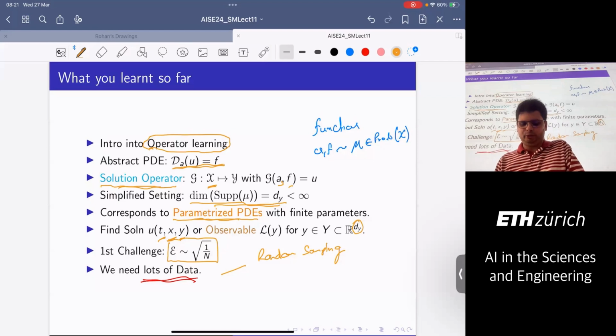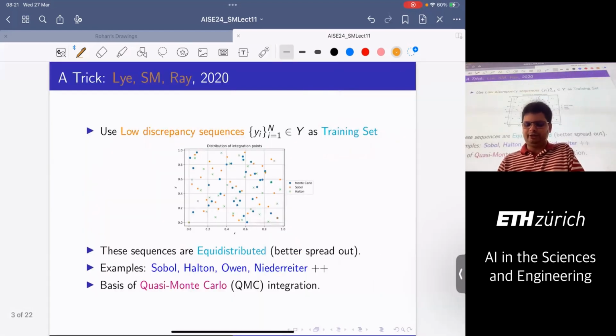There are different ways of exploiting it, and without belaboring the point, I just give you one example to illustrate that we could work with more structured data. And this goes to a trick, as I said, that was proposed by some people in my lab some time back. And the idea is that instead of doing random sampling, what if you have more structure in the sampling?